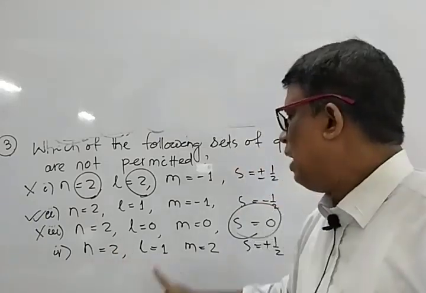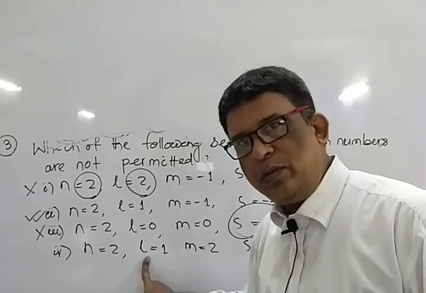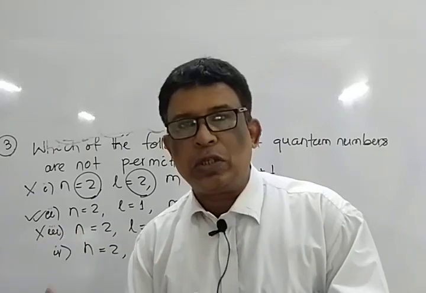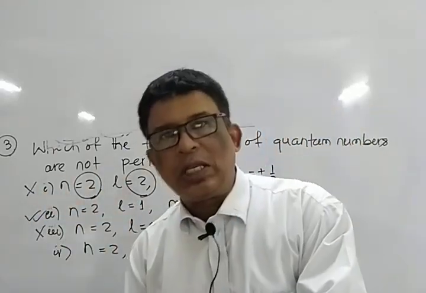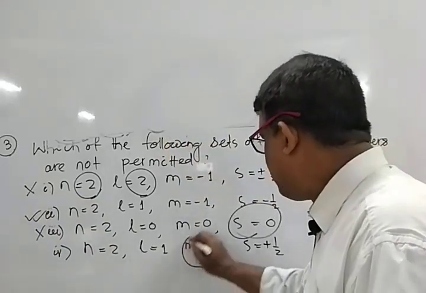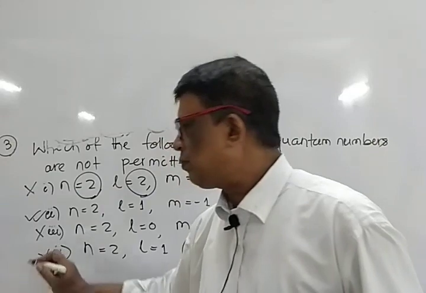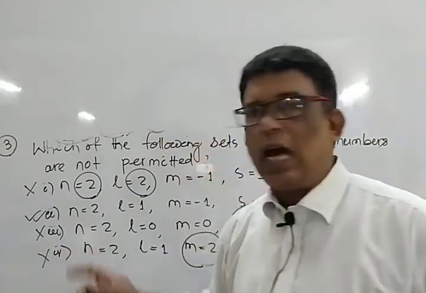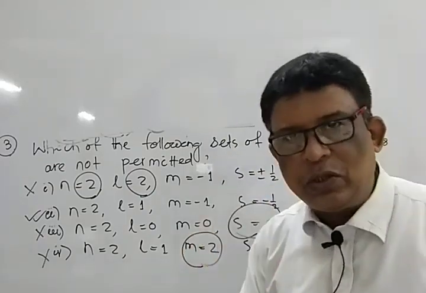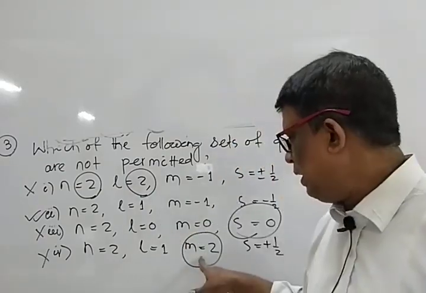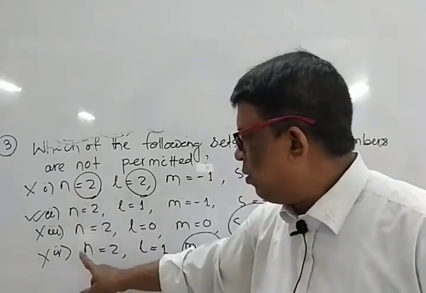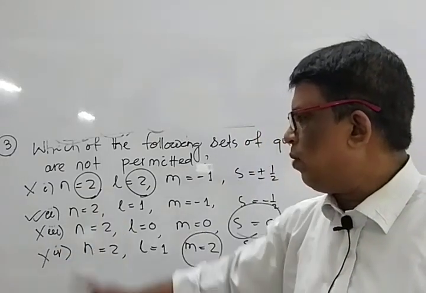Okay, good. Move to the next one. Principal is 2, azimuthal is 1, less than, it is allowable. Magnetic quantum number: since azimuthal is 1, the possible values of magnetic quantum number are minus l to plus l through 0, minus 1 to plus 1 through 0. But here magnetic quantum number is 2. It is not allowable. Bit 4, note down, it is not allowable because magnetic quantum number value lies between minus 1, 0 and plus 1. But here it is plus 2. That's why first one, third one, fourth one are not allowable, while the second one is allowable.